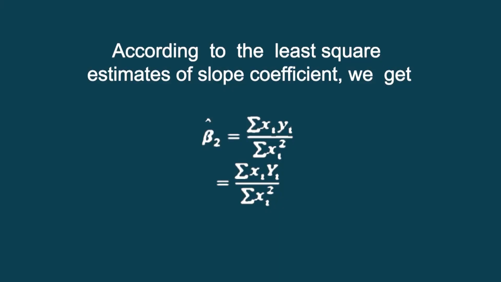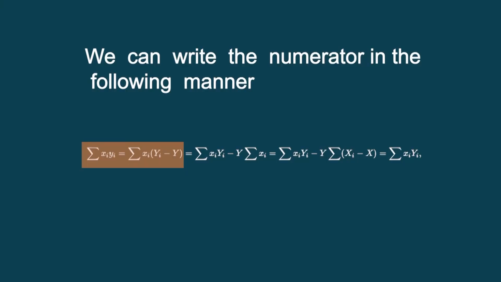If we come to the next step, we can see that beta 2 hat is written in small letters: summation of small xi, and instead of small yi we are writing capital Yi, divided by summation xi square. When we go for this kind of derivation, we have summation xi yi, where small yi is being written as capital Yi minus Y bar. So why are we doing this? We want to show in the numerator how this small yi gets converted to capital Yi. For that reason, we are doing this derivation.